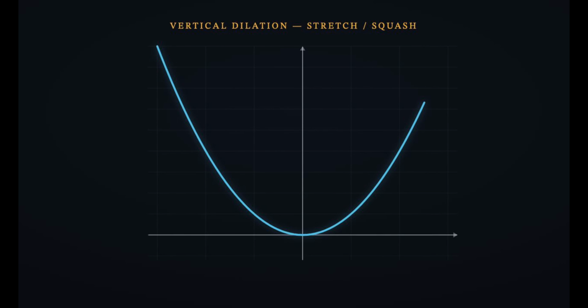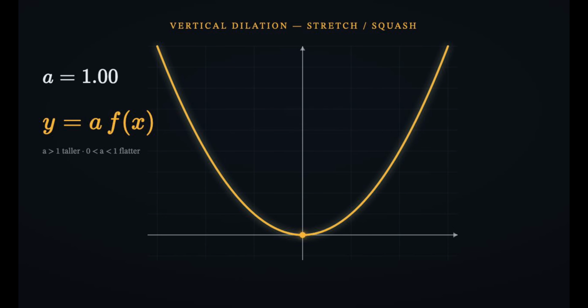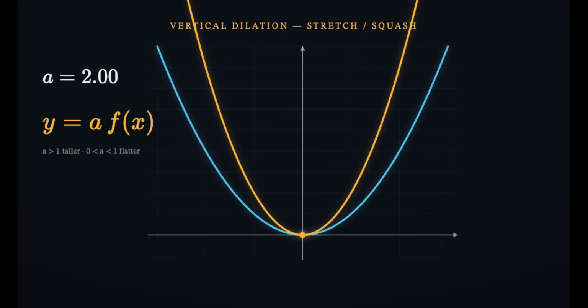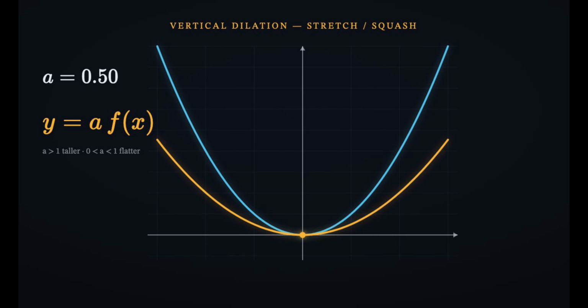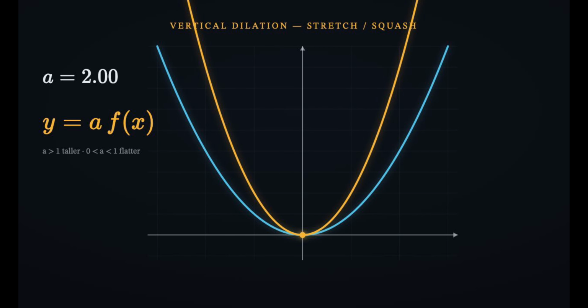The fourth one is a vertical dilation, a vertical stretch or squash. To dilate vertically by a factor of a, you multiply the function by a. That is, replace y with y over a, so that y equals a times f of x. If a is bigger than 1, the graph is stretched taller, an enlargement. And if a is between 0 and 1, the graph is squashed flatter, a reduction. For y equals x squared, y equals a x squared sends the point (1, 1) up to (1, a), while the vertex at the origin stays put.